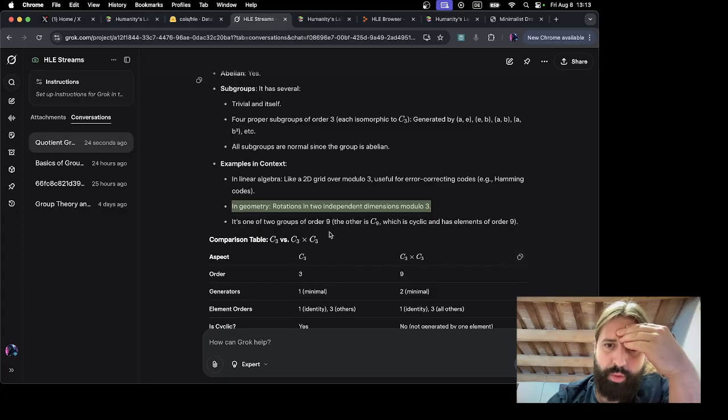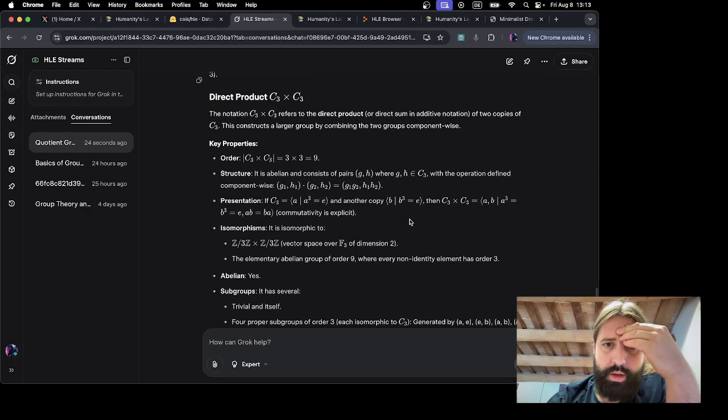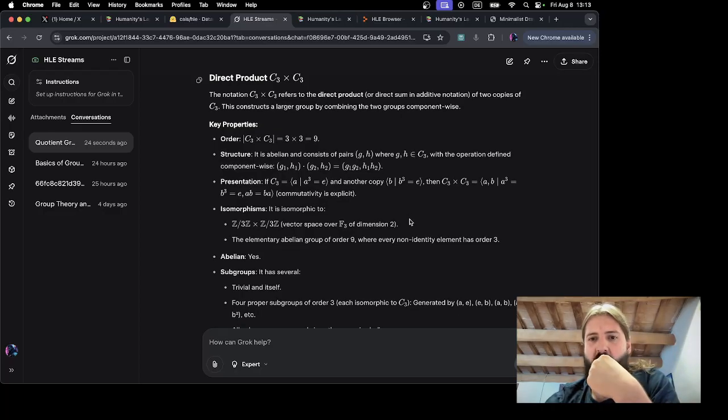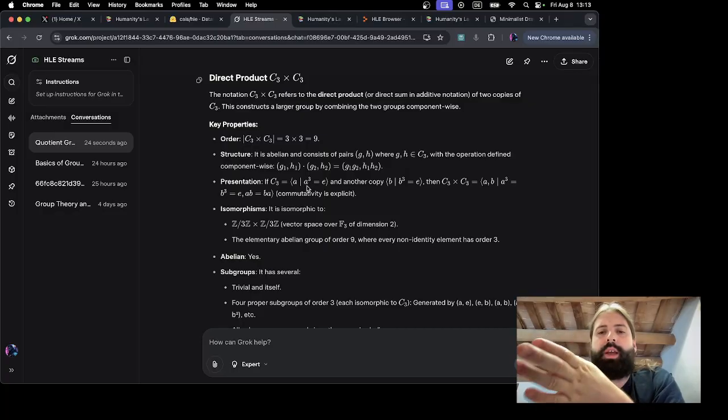It's one of two groups of order 9. The other is C9, which is cyclic and has elements of order 9. In this case, if C3 is all the elements such that A squared, A cubed is the identity, and then you have another copy, B, such that B cubed is the identity, then this is basically all the pairs of elements A and B such that A cubed and B cubed are equal.